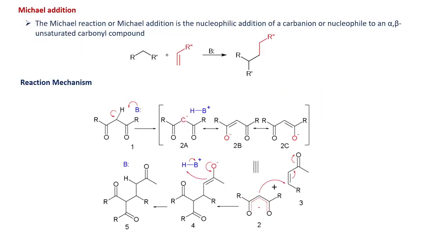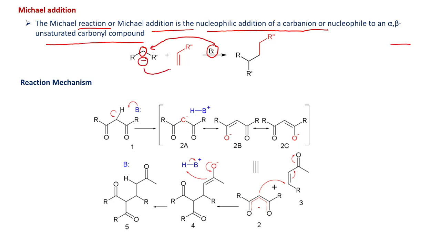So what is the Michael addition reaction? You need an alpha beta unsaturated carbonyl compound, and in the Michael addition there is nucleophilic addition of a carbanion. You create the carbanion with a base. The base abstracts one hydrogen from here and generates a carbanion, and this carbanion reacts on the beta carbon of the alpha beta unsaturated carbonyl compound.